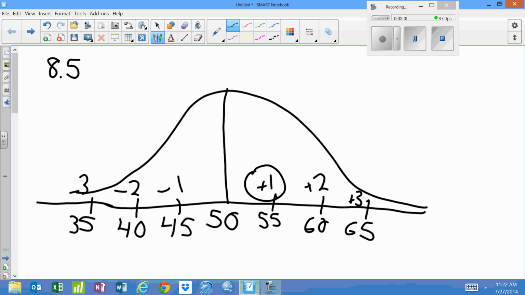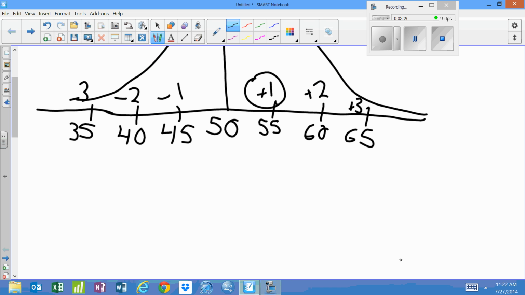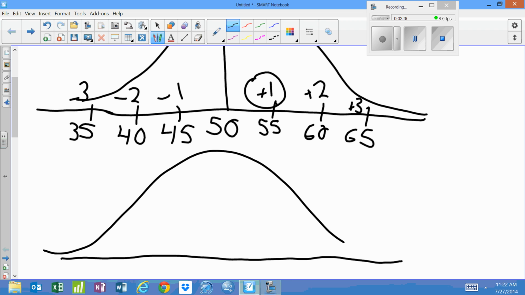So the z-score just tells us how far from our mean we are, or basically the number of standard deviations we are from our mean. Our standard deviations help tell us how spread out or close together our data is. So the second part of our problem talks about having a standard deviation of 2.5.